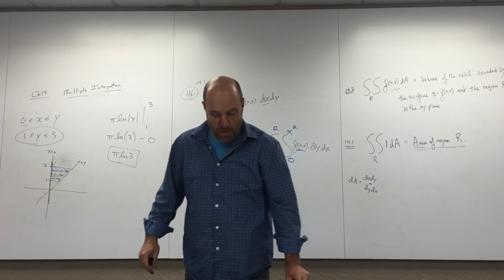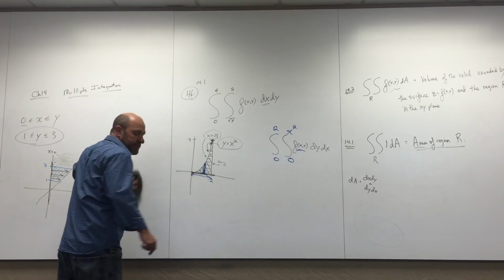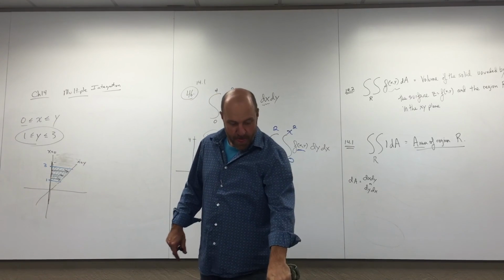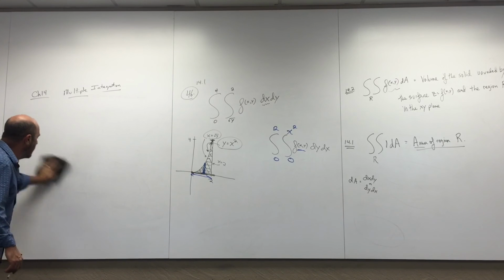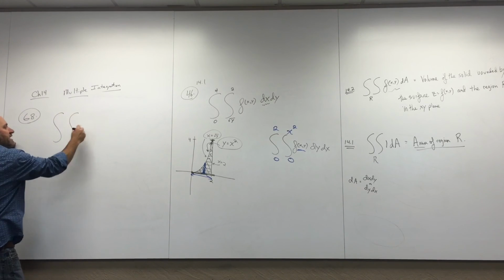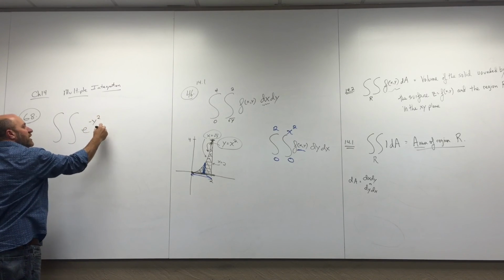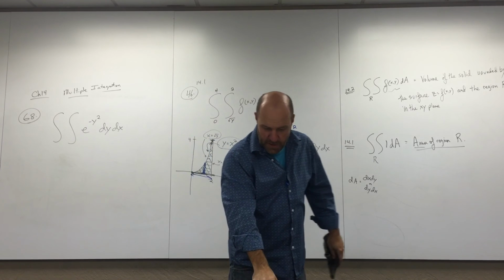All right, let's do one. I'm going to do one more and then I'll quit. I'm going to do 68. I'm in 14.1. This just drives this last point home and then we'll quit. 68 gives me this problem. It's a double integral. It's e to the negative y squared dy dx. And it's got some bounds.